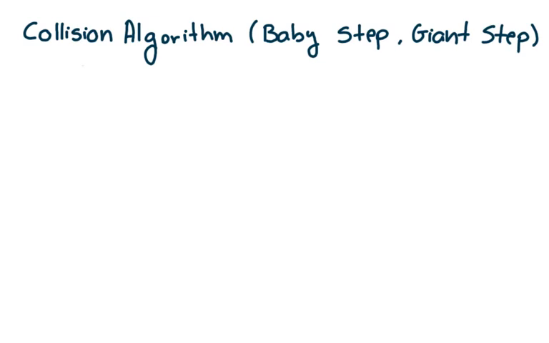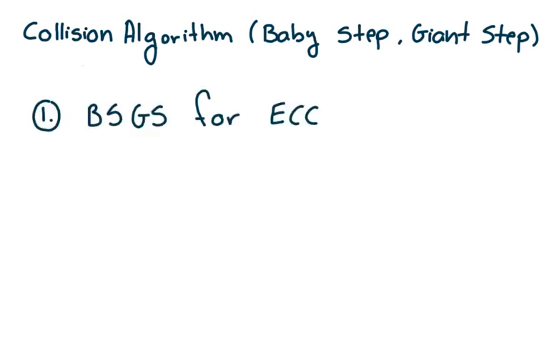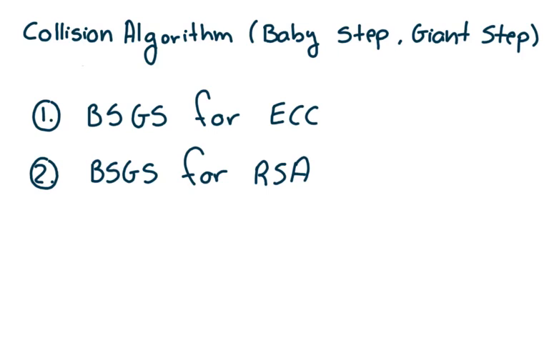It's by no means perfect and still not efficient enough to be utilized in a reasonable amount of time, but it is far more effective than trial and error attacks that I've discussed in my earlier videos. In the first portion of this video, I'm going to talk about the baby step giant step algorithm in the context of elliptic curve cryptography. And in the second portion, I'm going to talk about it in the context of RSA encryption.